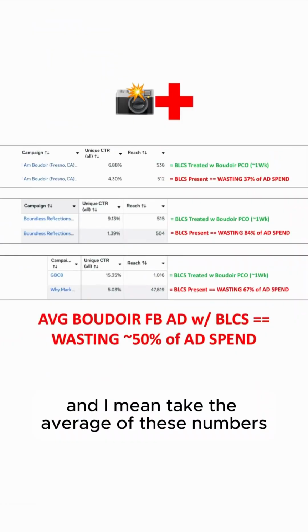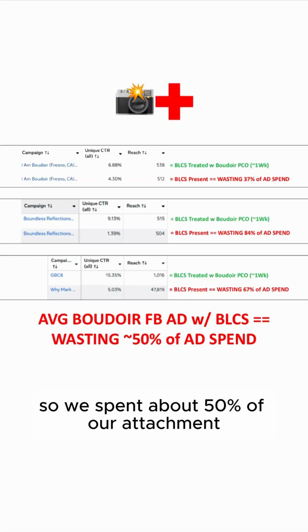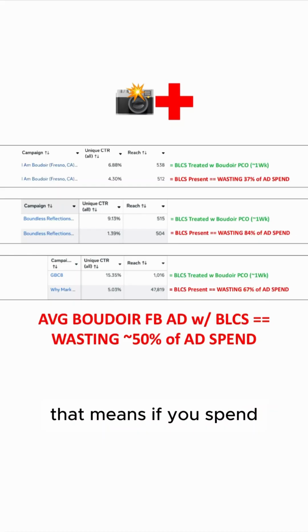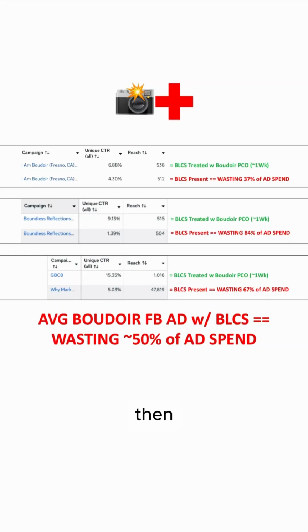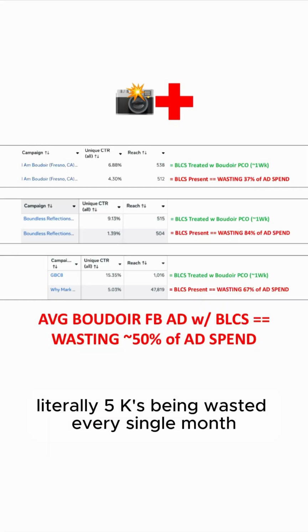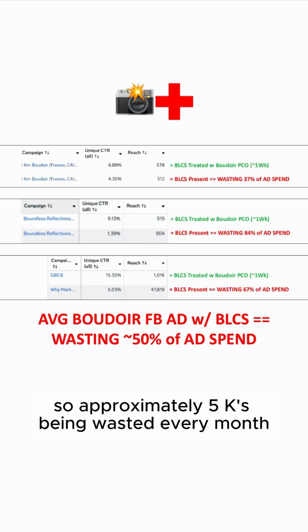Take the average of these numbers, probably somewhere between 50 to 60%. So wasting about 50% of its ad spend, that means if you're spending more than 10 grand a month on Boudoir Facebook ads, then they are literally wasting 5K every single month. We can eliminate that, eliminate 100% of that. So approximately 5K is being wasted every month.